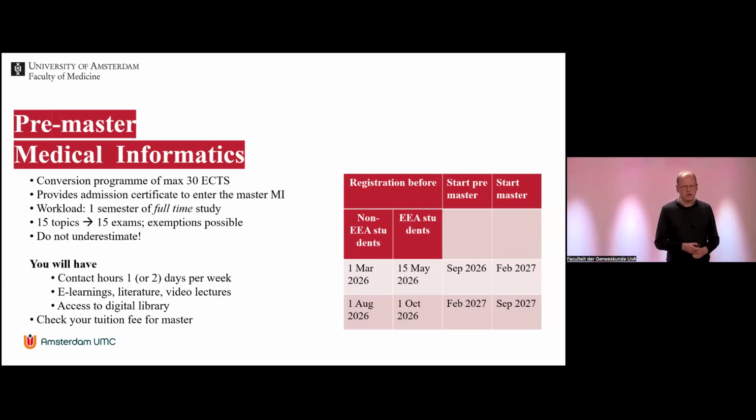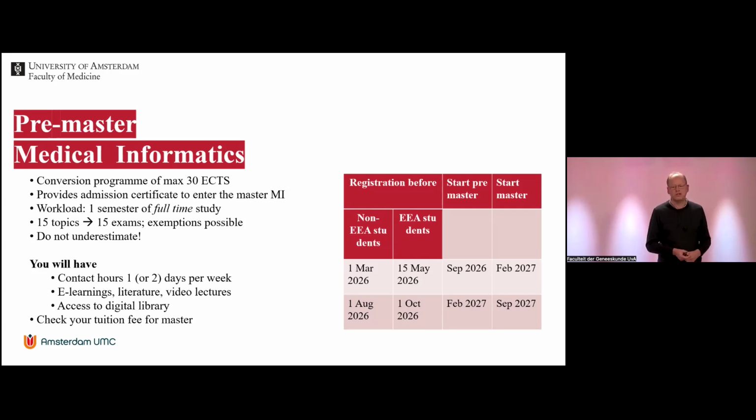If you want to register, then please look at these dates. If you want to start the master in February 27, that means that you have to start the pre-master in September 26, and then you have to register by 15 May 26 if you are an EEA student, and if you are a non-EEA student by March 1, 26. And if you want to start a master in September 27, then you need to start a pre-master in February 27, and you need to register by October 1 or August 1, 26.